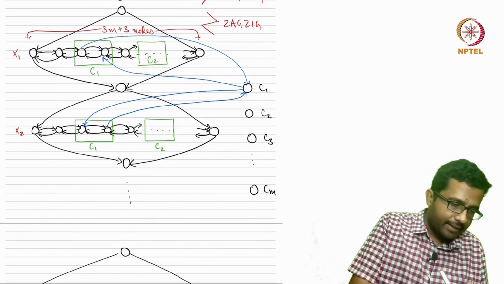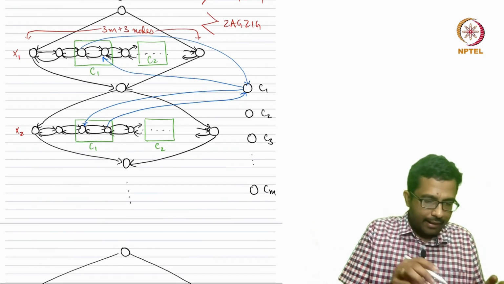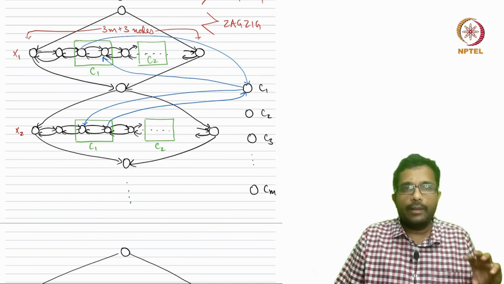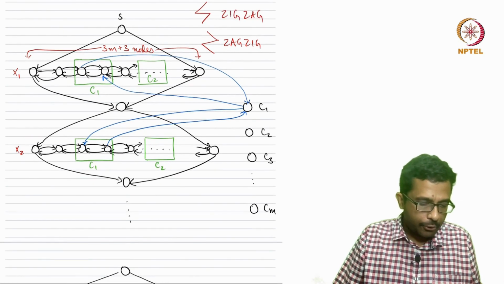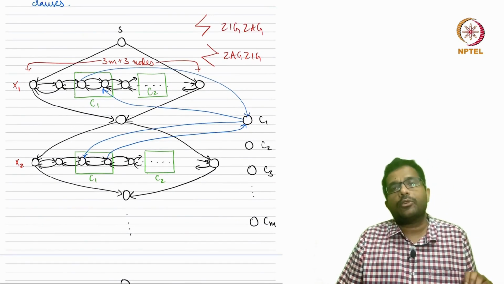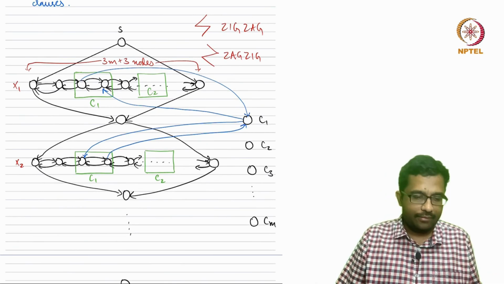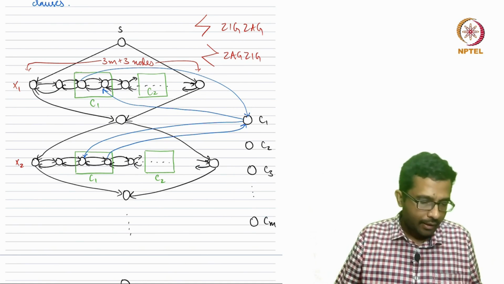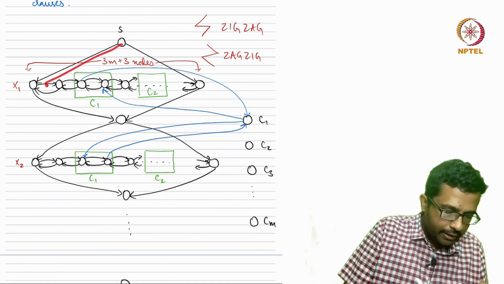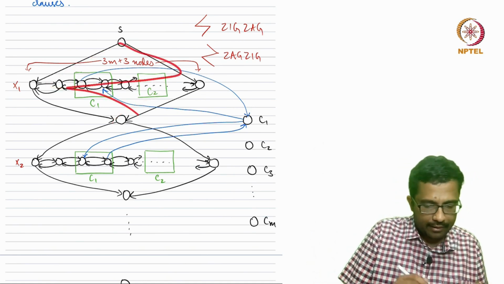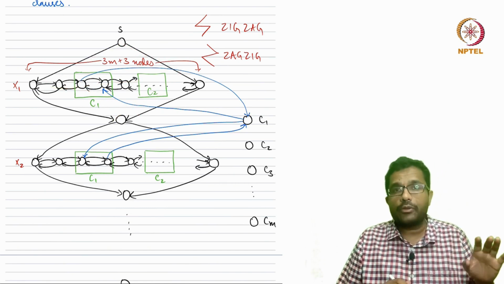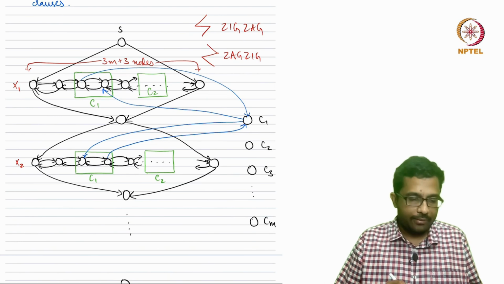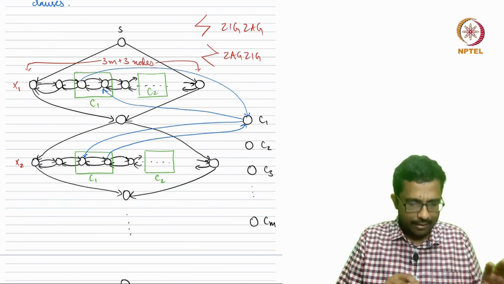So starting from S, the idea is the following. This zigzag will correspond to the variable being set to true, and the zag-zig will correspond to the variable being set to false. That is the kind of correspondence that we will get to. So starting from S, we could do this, which is zigzag, or zag-zig. And as I said, zigzag corresponds to the variable being set to true, and zag-zig corresponds to the variable being set to false. How that correspondence comes, we will see in a bit.